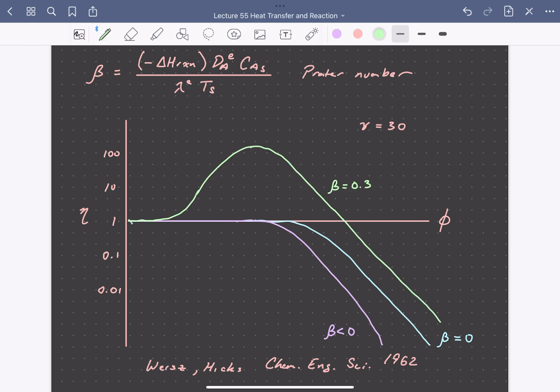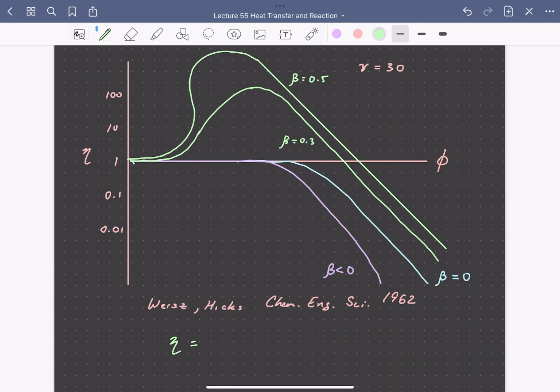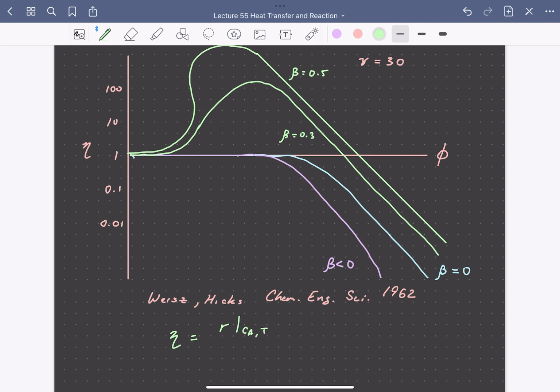If we now look at Prater numbers greater than 0, if we have an exothermic reaction, we now get effectiveness factors that can be significantly larger than 1. And as the beta value increases, so the reaction becomes more exothermic, we can get even higher values. So if we remind ourselves of the definition of the effectiveness factor, it's the rate at the actual concentration and temperature inside the catalyst particle divided by the rate we would observe if the entirety of the particle was at the same concentration and temperature as the surface. So here, if we have a strongly exothermic reaction, the temperature and consequently the rate can be much higher within the catalyst pellet than what we would expect based on the surface or bulk fluid conditions.